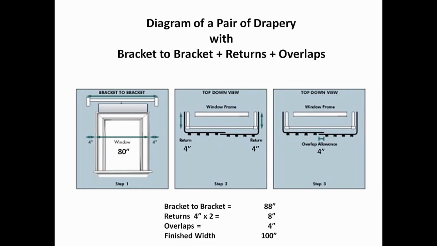So now if we take everything as a whole, let's review what we did. Basically what we're talking about doing is taking our bracket to bracket plus the returns and plus the overlaps.